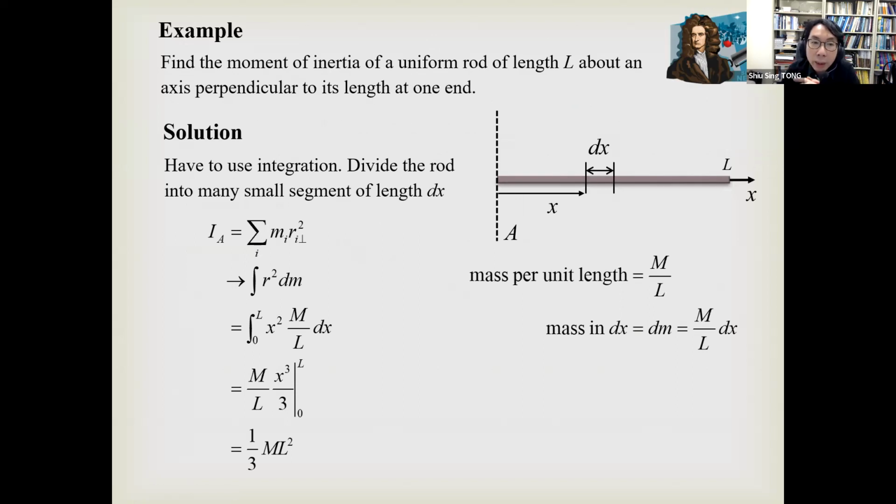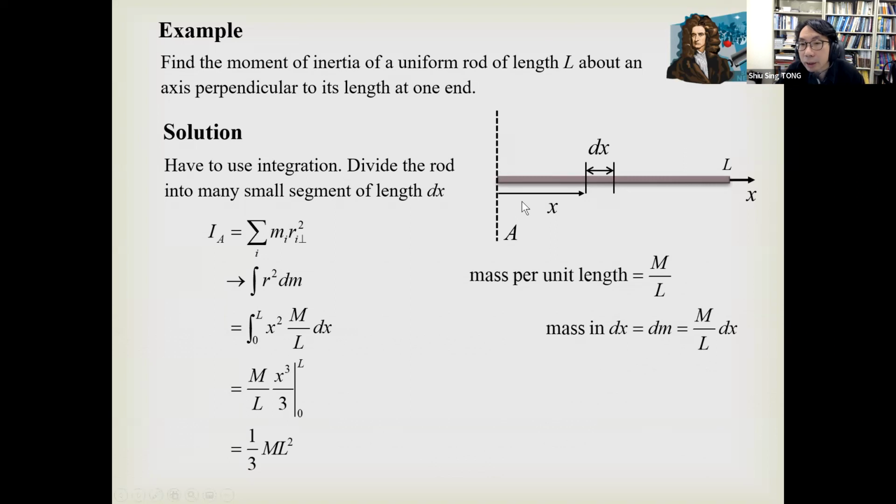Now again, we are interested in changing the calculation from a system of discrete point masses to a continuous mass distribution. This is important because most of the objects in our daily life are not made of discrete point masses, right? They are made of almost continuous distributions of mass. So in changing the formulation from discrete point masses to a continuous distribution, we have to rely on integration. Okay.